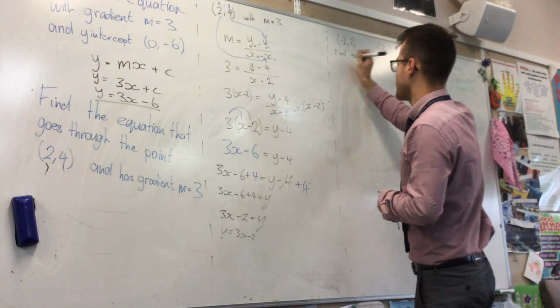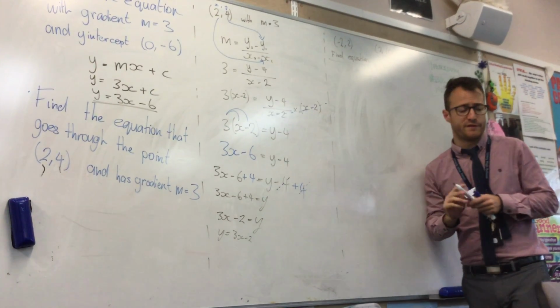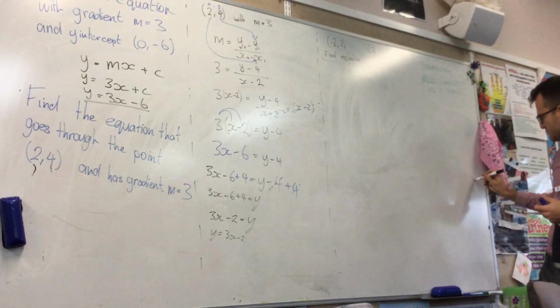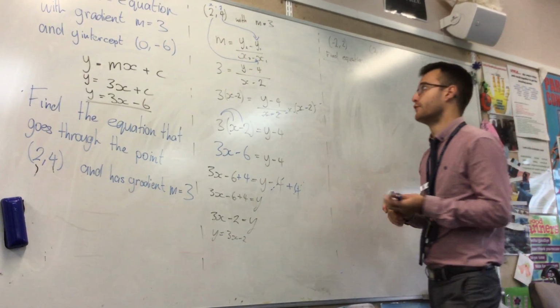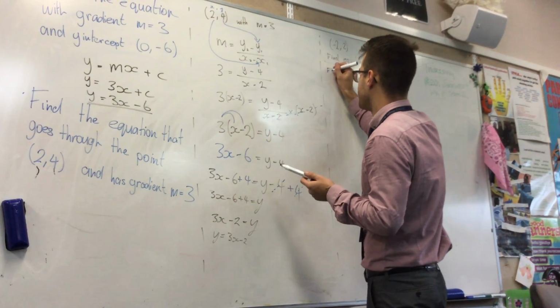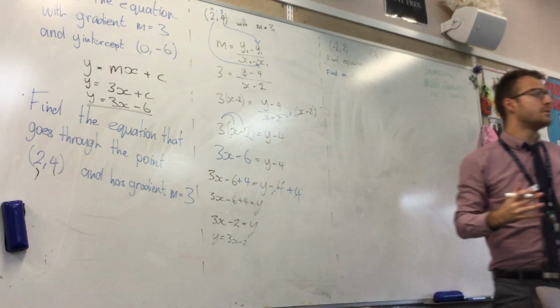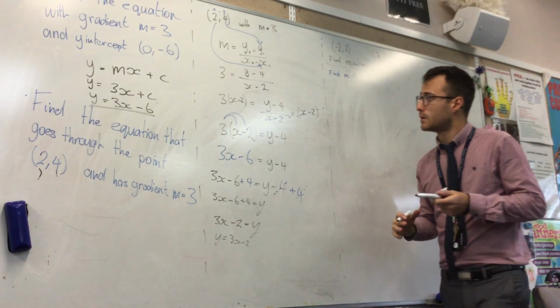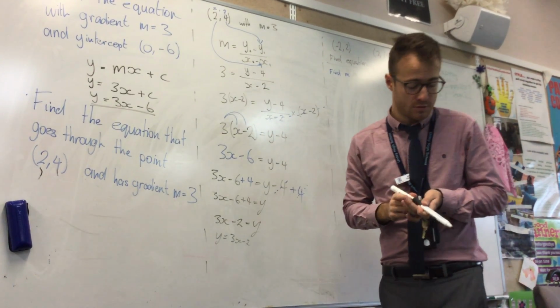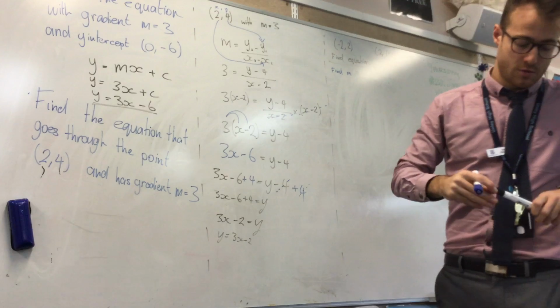Alright, so from last week, what was our first step of finding an equation? Find the gradient, beautiful. So our first step will be find m. How do we find m? We go 10 take 2 over 2 take negative 2.